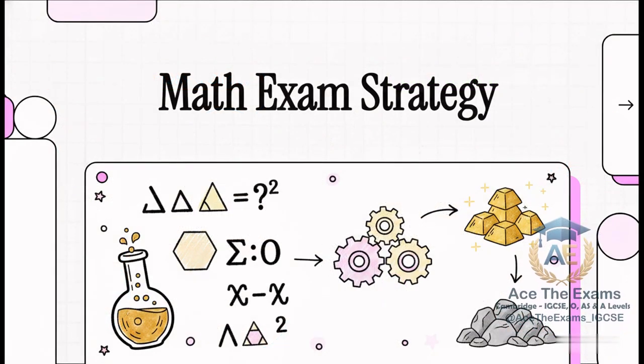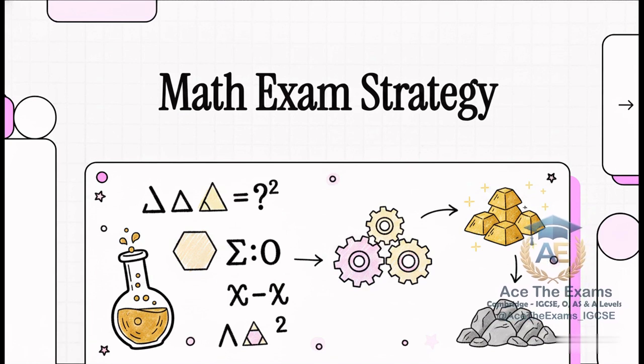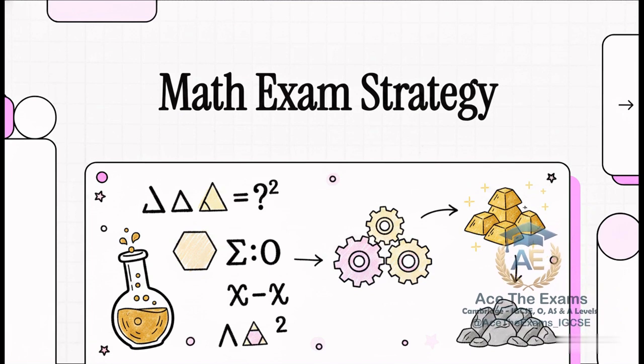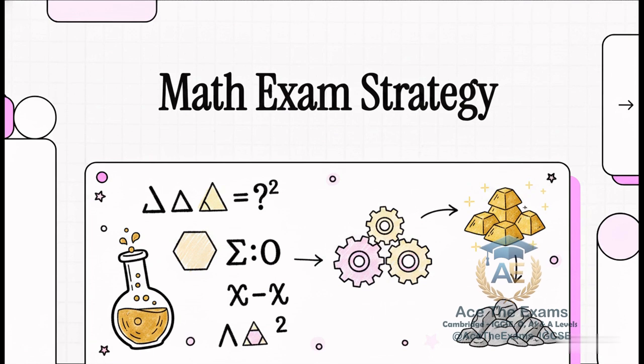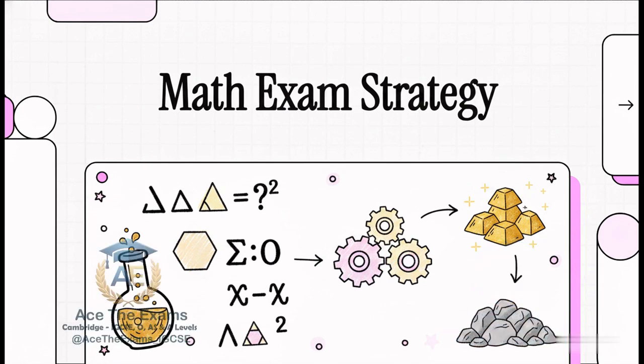Today, we're diving into something I like to call the alchemist's approach to the Cambridge Additional Mathematics exams. We're going to strategically deconstruct Review Exercise 3 from the official syllabus. We aren't just going to look at the answers here. No, we're going to look at the actual anatomy of the questions. We're transforming raw baseline mathematical knowledge into absolute gold standard exam execution.